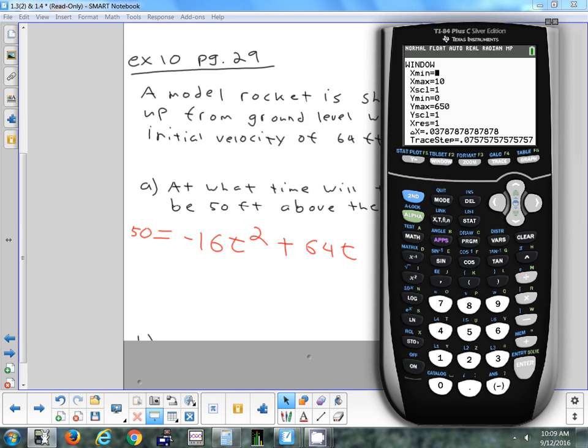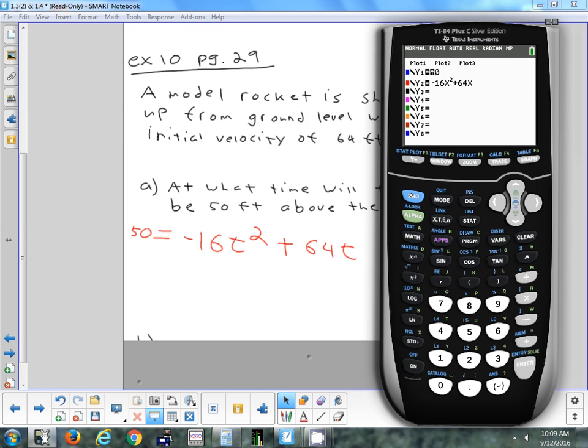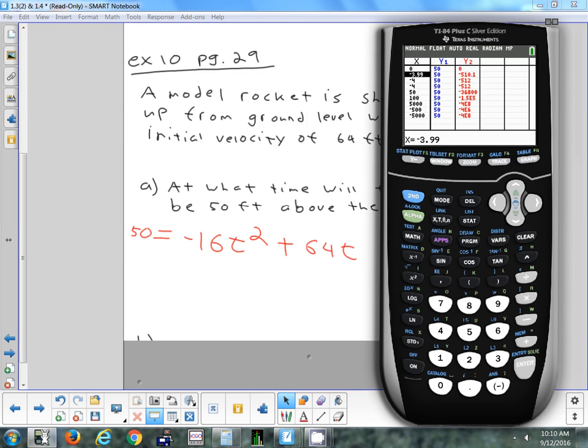Now, I definitely don't need a y max of 650. I don't know how high this object is going to go, but what I can do is go to my table, and we can look at the height of this object at different times. At 0 seconds, okay, just ignore the first column, that's y1. Focus on y2. At 0 seconds, the object is still on the ground. After 1 second, the object's at 48 feet. After 2 seconds, it's at 64 feet, and now it's coming back down.